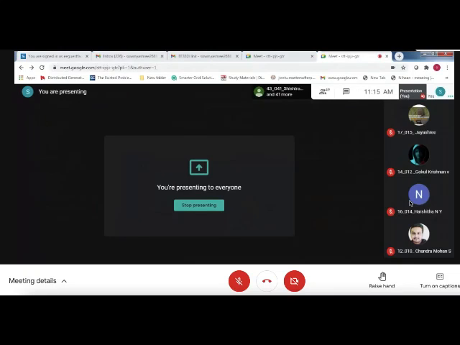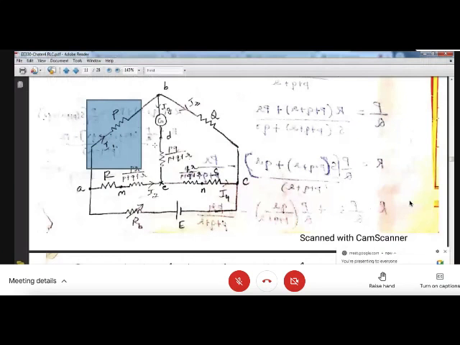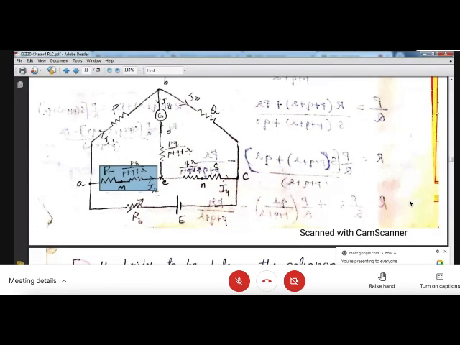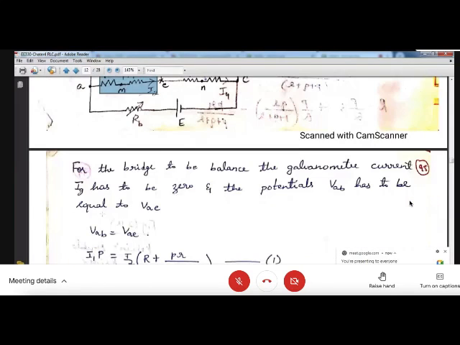Yes, ma'am. Fine. See, VAB is equal to I1 into P. What is VAE? Drop here across this branch. It is nothing but R plus PR by P plus Q plus R into I2. Very good. Substitute that here. So you'll get an equation: I1 P is equal to I2 into R plus PR by P plus Q plus R.